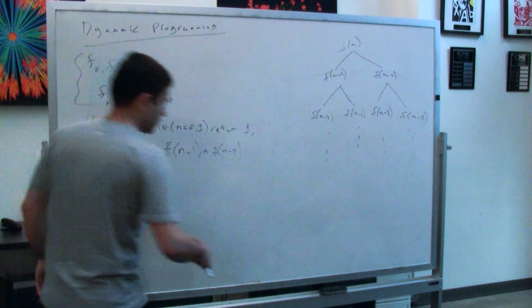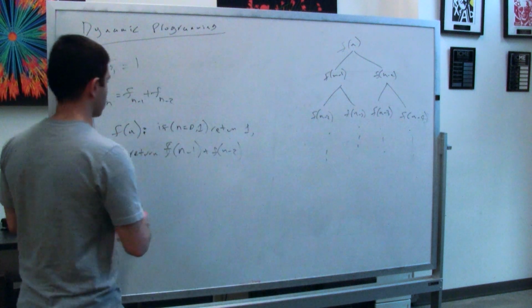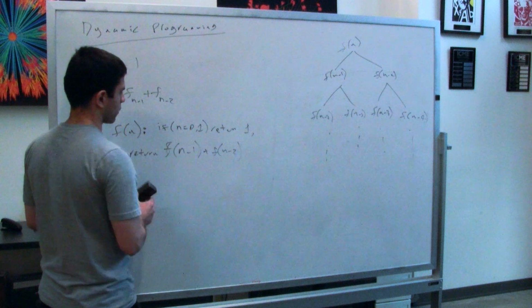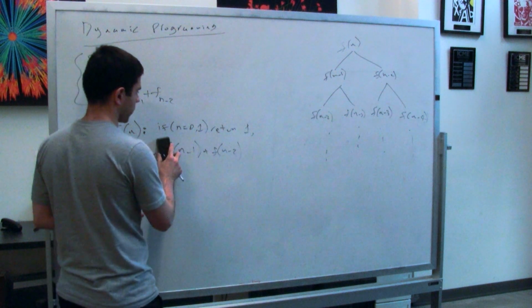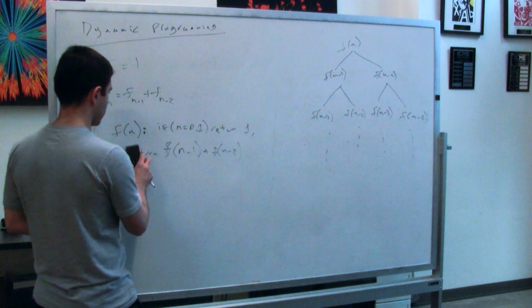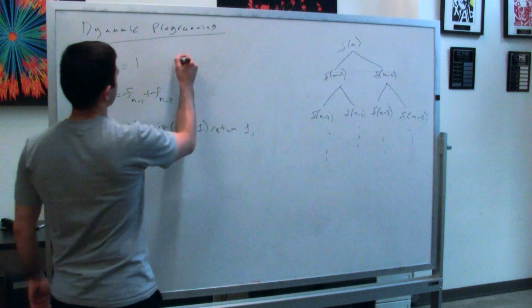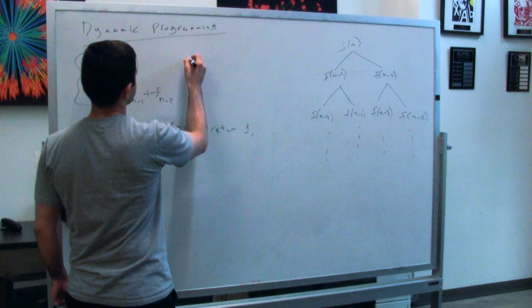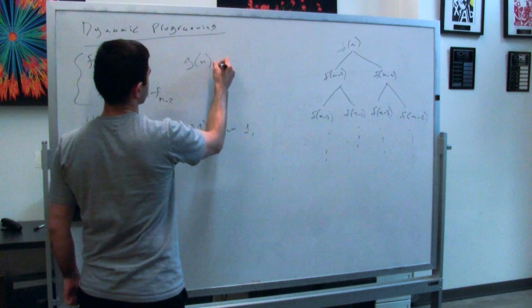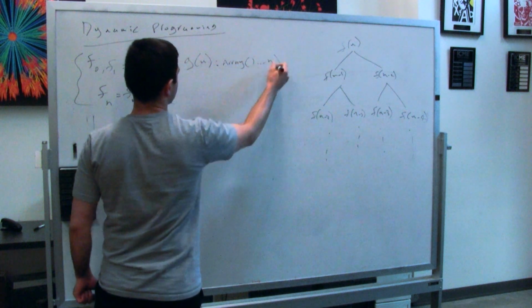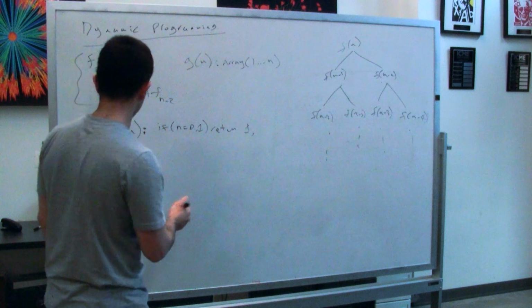So instead of being silly and calling the full tree, what I'm going to do is first check if I've computed this before. Let's call it G of n, and it's just an array that is pre-allocated from 1 through n. At first it's unallocated.